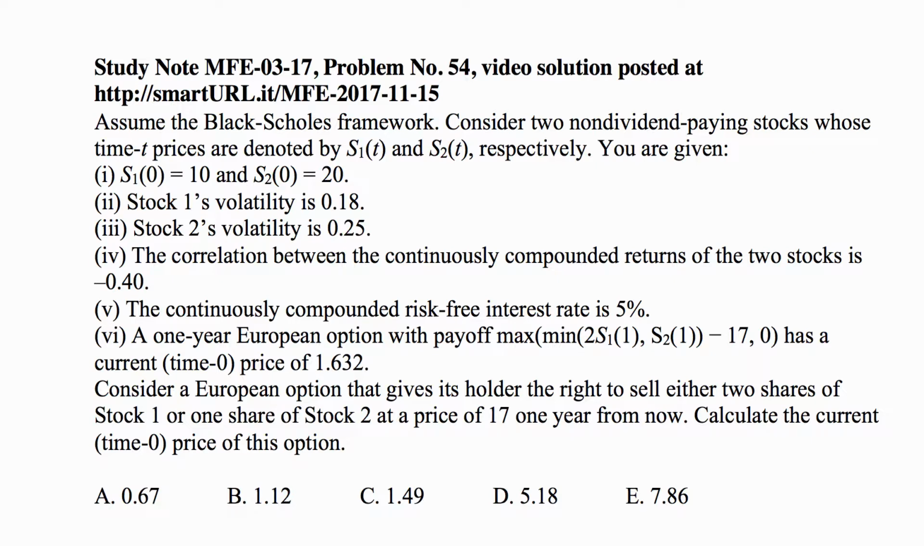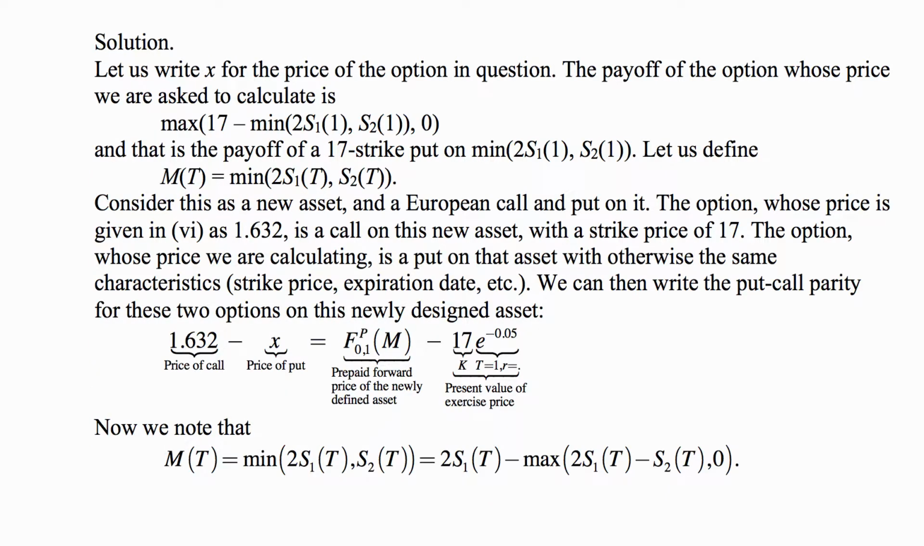Consider a European option that gives its holder the right to sell either 2 shares of stock 1 or 1 share of stock 2 at the price of 17 1 year from now. Calculate the current time 0 price of this option. Let us write X for the price of the option in question. The item that we are asked to calculate is the price of the option specified.